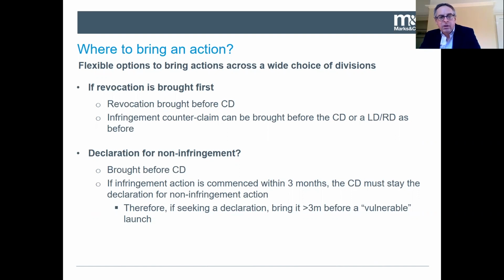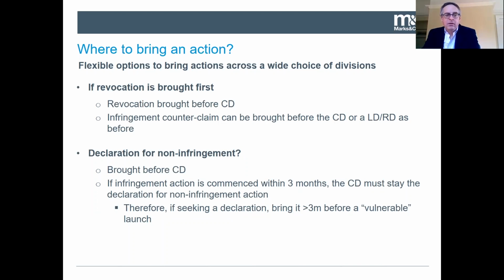Declarations of non-infringement, like revocation actions, must be brought before the central division. However, there is a 3-month time period when the patentee has an option of commencing infringement proceedings, and if the patentee does so, the central division will stay the declaration of non-infringement proceedings, and the infringement proceedings will proceed and therefore in effect take precedence. And of course, there could again then be a counterclaim for revocation.